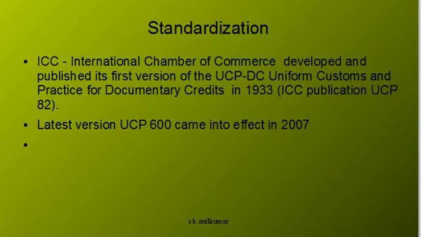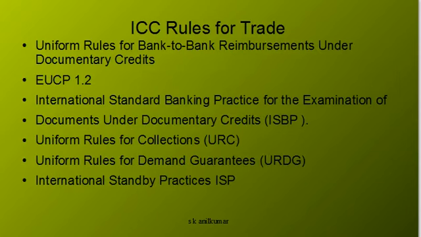The standardization. The ICC, International Chamber of Commerce, developed and published its first version of the UCP-DC, Uniform Customs and Practices for Documentary Credits, in 1933. It was called ICC publication number 82. The latest version in vogue today is UCP 600, which came into effect in 2007.